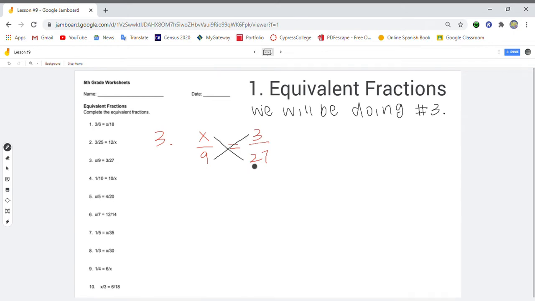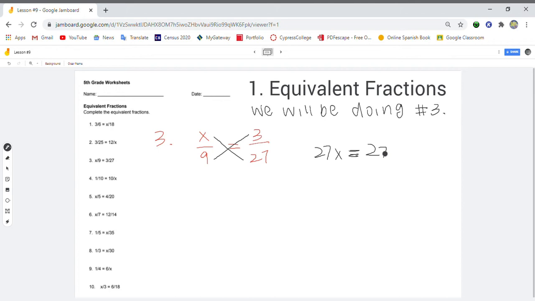So first I made an X, kind of, and the first line connects x and 27. As it's called cross multiplication, we'll be multiplying these together, x and 27. When you multiply those together, you get 27x. And since it's equivalent fractions, you put an equal sign here. Then the second line connects 9 and 3, so we'll be multiplying 9 times 3, which is 27. So now we're just trying to find x.